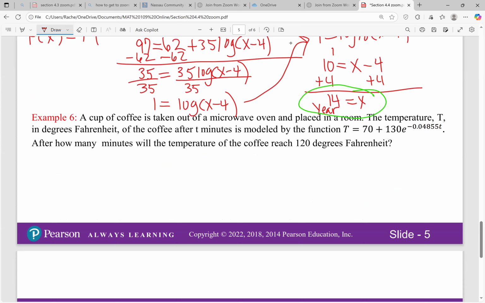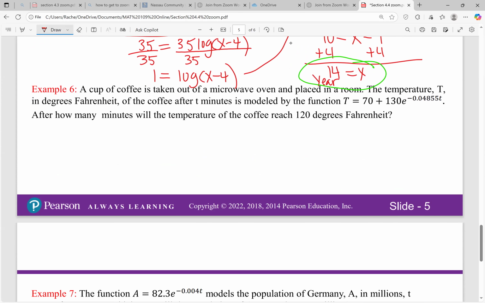Let's look at example 6. A cup of coffee is taken out of a microwave oven and placed in a room. The temperature T in degrees Fahrenheit of the coffee after t minutes is modeled by the function T equals 70 plus 130 times e to the negative 0.04855t. After how many minutes will the temperature of the coffee reach 120 degrees Fahrenheit?